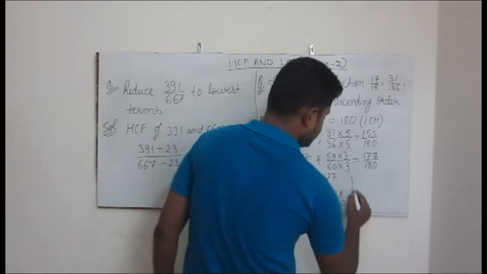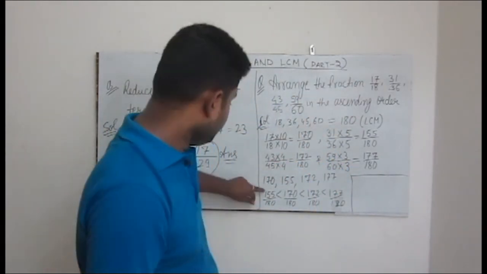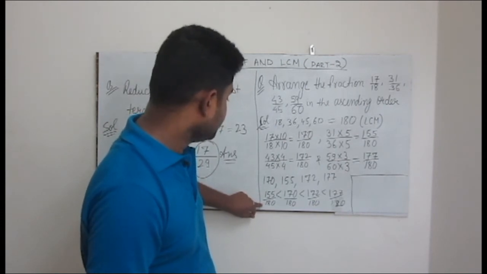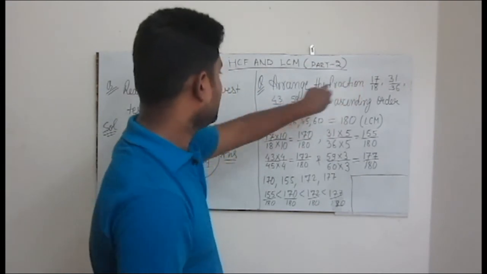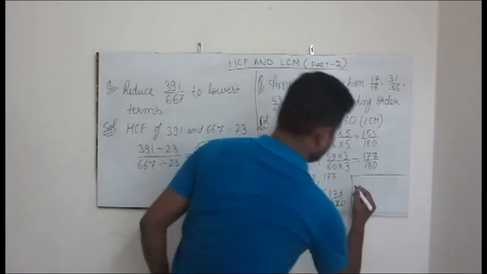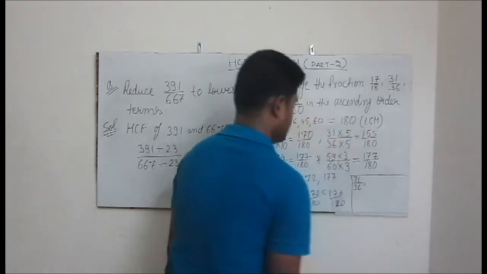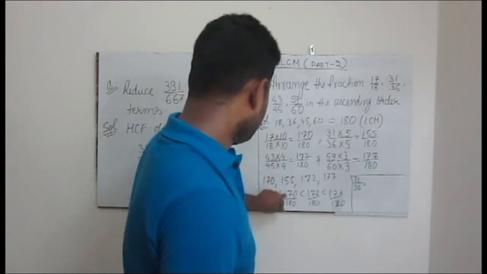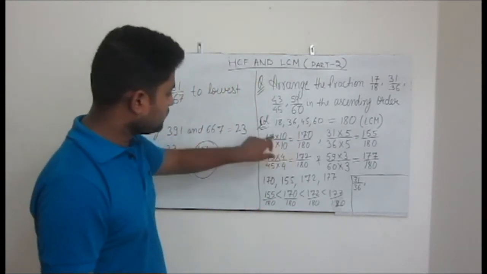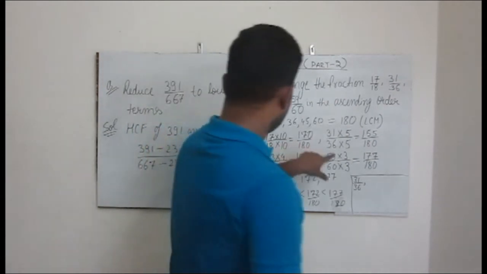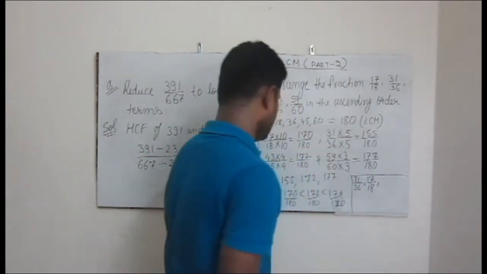Now, since we have to arrange these fractions, 155 by 180 is 31 by 36. So the smallest among the 4 is 31 by 36. Okay. Then 170 by 180 is 17 by 18. So the next number will be 17 by 18.